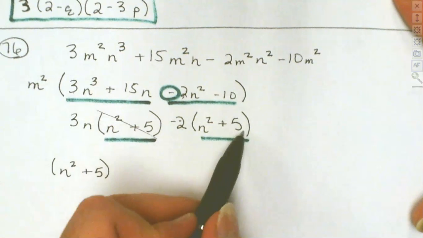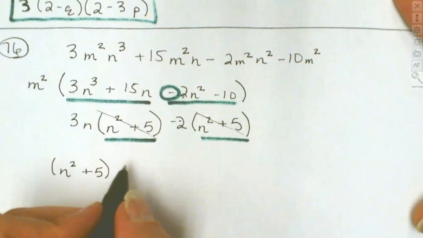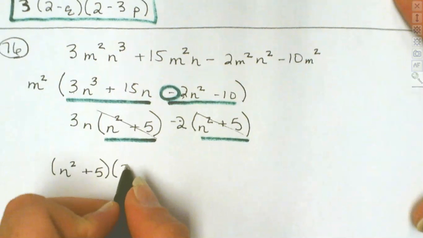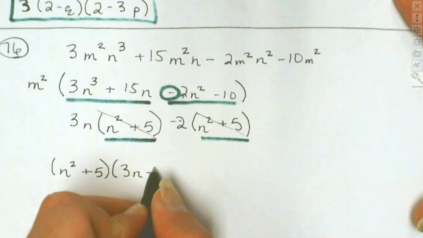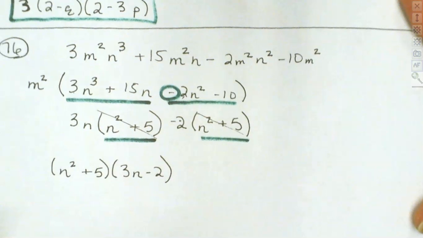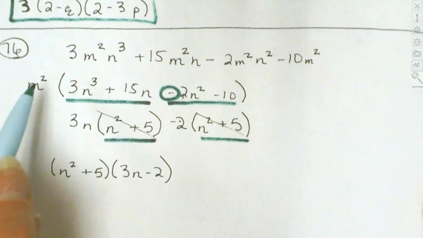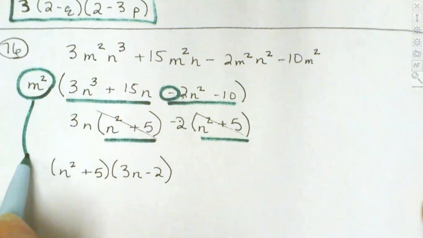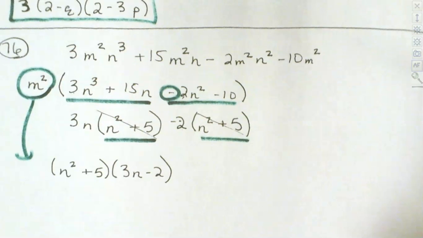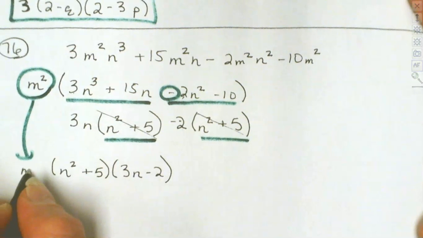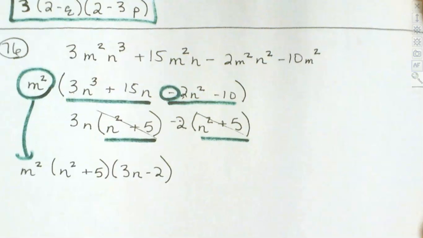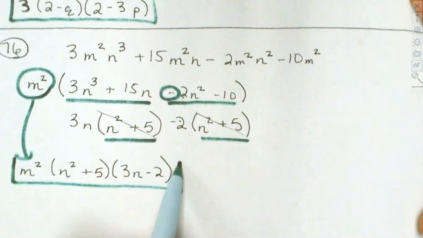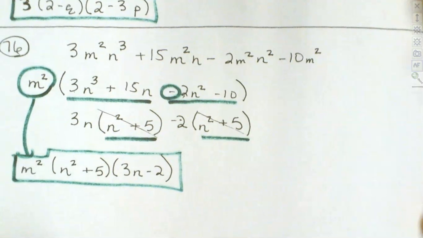Gone and gone. Write out what's left over. And what is left over? 3n minus 2 is left over. And do not forget, at the very, very beginning, what did we factor out? We factored out an m squared. So that would be your final, fully factored answer. That's as far as you can go.